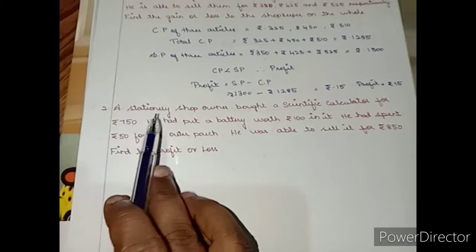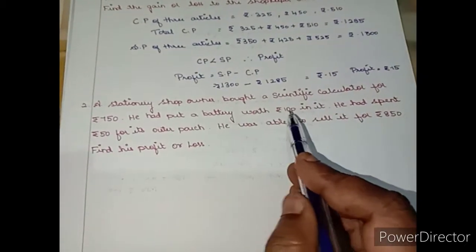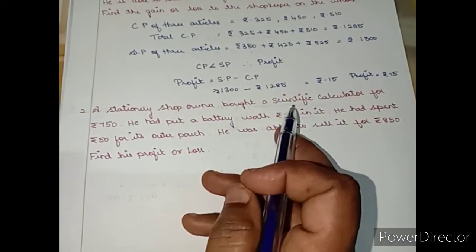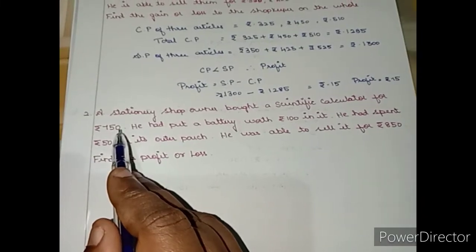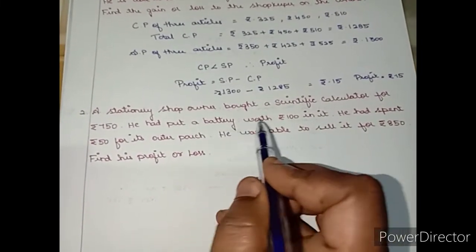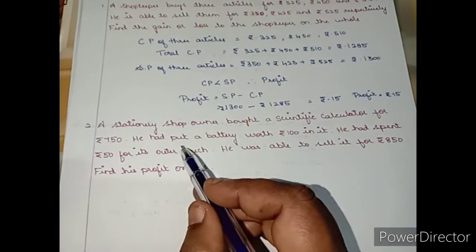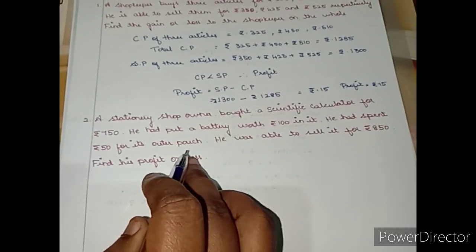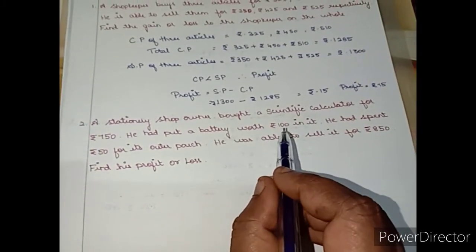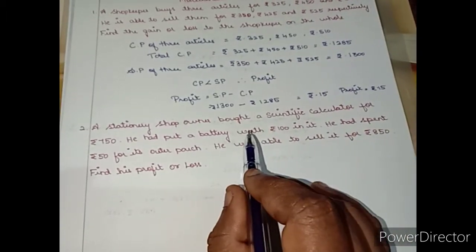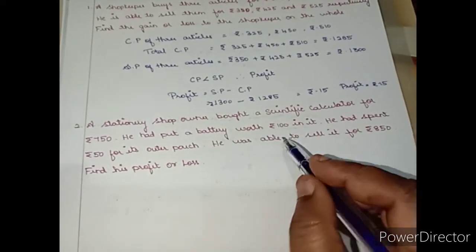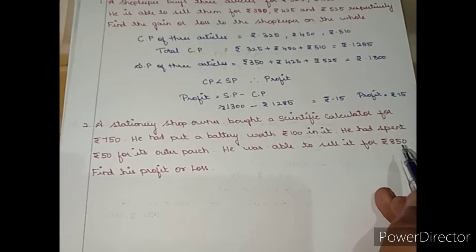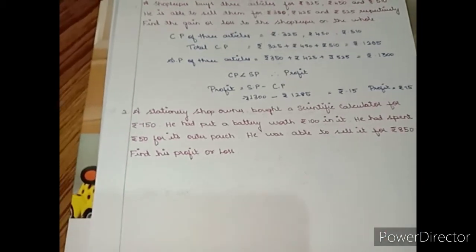See the next question. A stationery shop owner bought a scientific calculator for rupees 750. He put in a battery worth rupees 100, so he has spent 100 rupees on it, and he spent rupees 50 for its outer pouch. So he has spent how much totally? 100 plus 50, so 150 rupees extra he has spent on the calculator. He was able to sell it for rupees 850. Find his profit or loss.